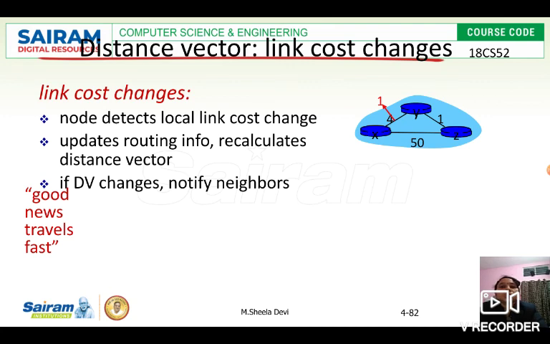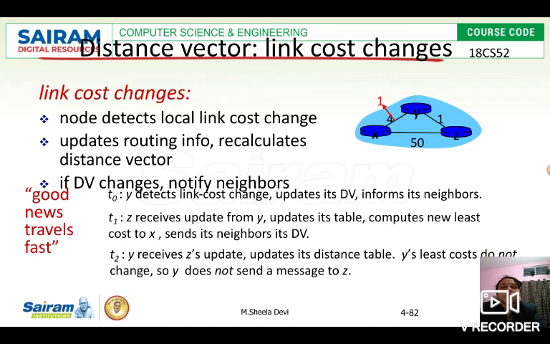So the node detects local link cost changes, updates routing information, and recalculates the distance vector as I said. If the distance vector changes, it just notifies the neighbors. That's it.